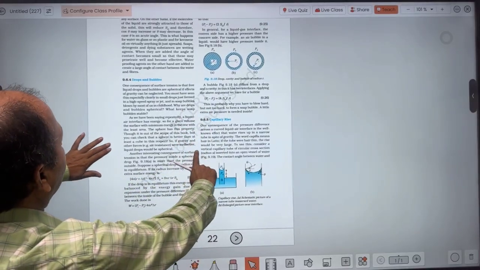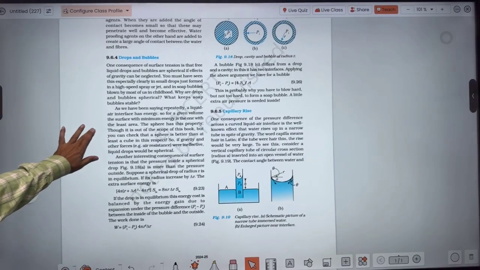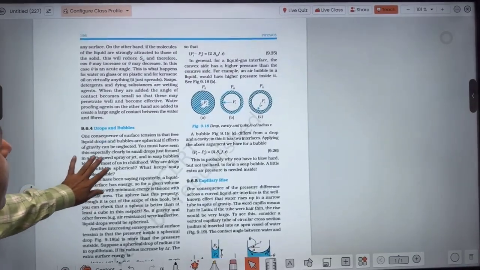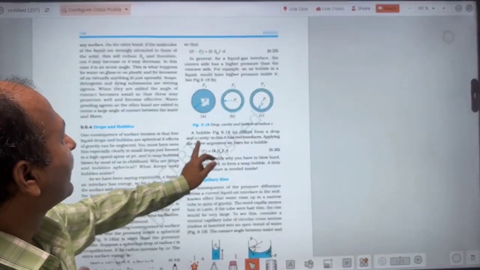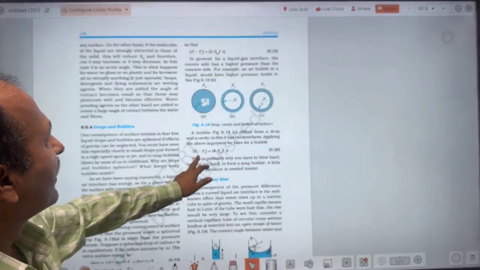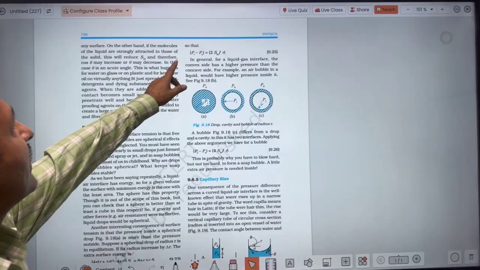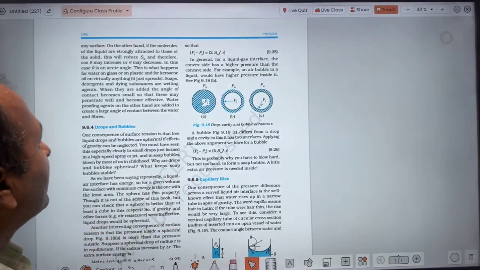Now there is another concept, pressure difference inside the soap bubble, and suppose an air bubble is inside the liquid. So different situations are there, although their derivations are not given here. So we can directly consider the results. Here two relations are given. One is where a bubble differs from a drop and cavity. In this case, applying the above argument, for a bubble the relation is 4 times surface tension divided by radius, and in case of a liquid drop, it is 2 times surface tension divided by radius. So that concept you have to memorize.